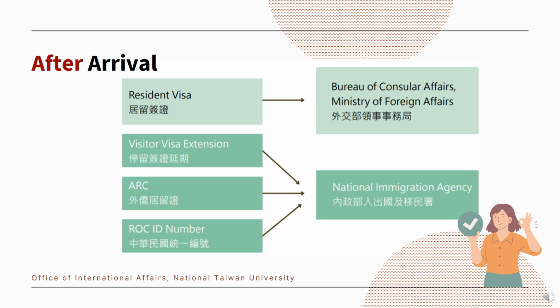So for students to exchange their visa from visitor visa to resident visa, they have to go to the Bureau of Consular Affairs. And if the students need to extend their visitor visa or to apply for an ARC, they just need to go to the immigration agency. And as most of you know, the ARC can now be applied for online, so you just have to go to their website to apply. That's all. And all the information about the Ministry of Foreign Affairs or the National Immigration Agency is in the guidebook, where you can find their website, address, and phone number.